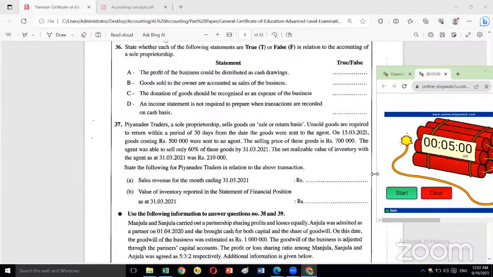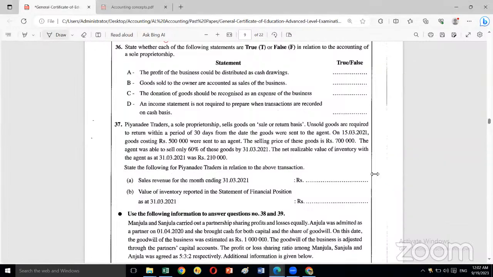Okay, now here you can see in the question number 36, what they are saying. State whether each of the following statements are true or false in relation to accounting of a sole proprietorship. Baba, the profit of the business could be distributed as cash drawings.